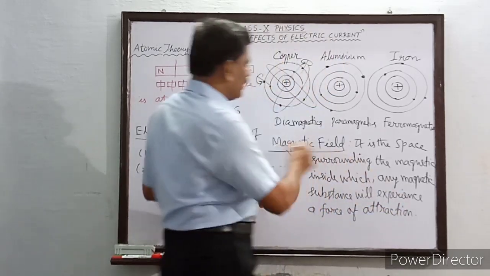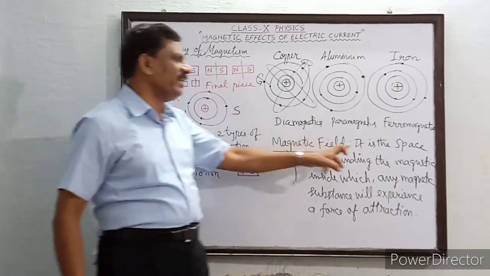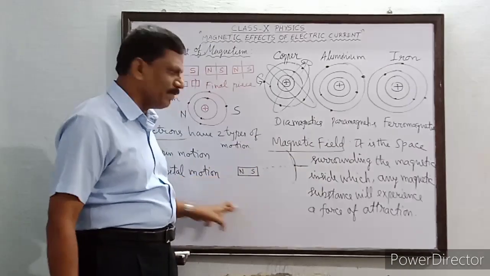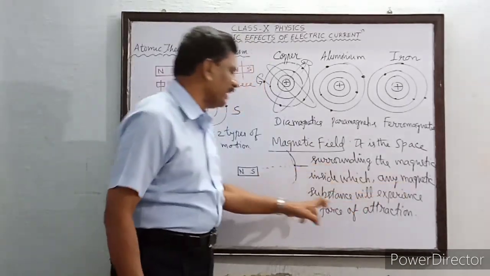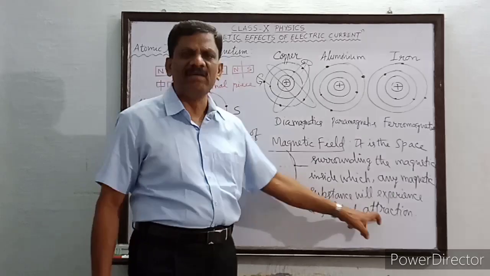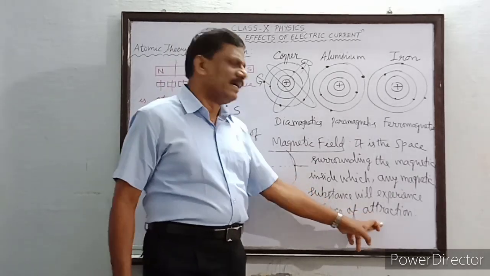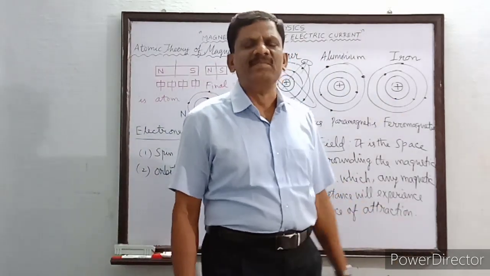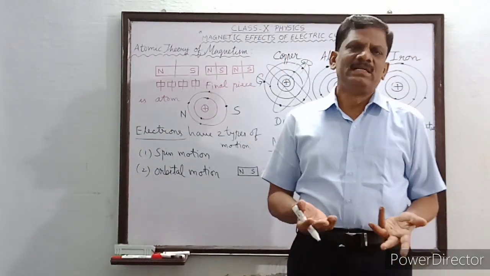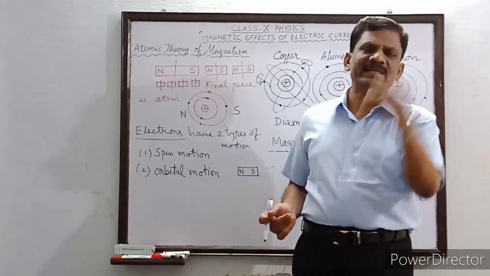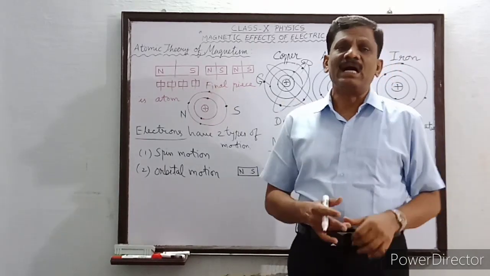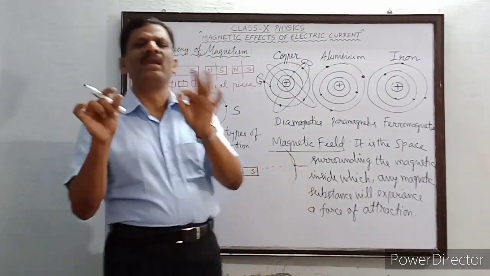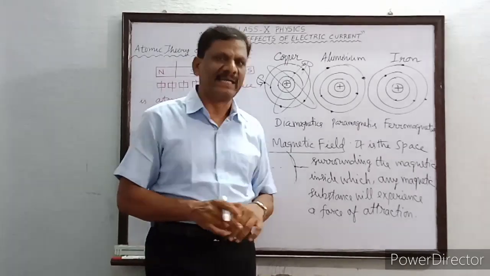I will read once again what is a magnetic field. The magnetic field is defined as the space surrounding the magnet inside which any magnetic substance will experience a force of attraction. I told you that if the pin is kept outside the magnetic field, it will not be disturbed at all, but when it enters that region of the magnetic field, it will be attracted. Have you all understood? Next we are going to do a very simple experimental demonstration with the bar magnet. Be ready for that.